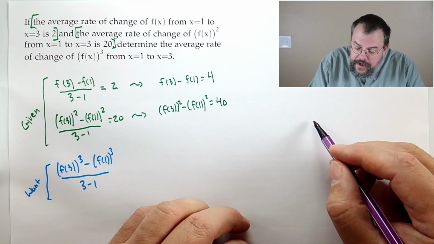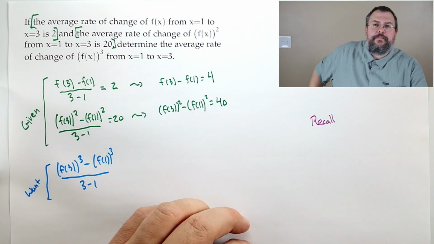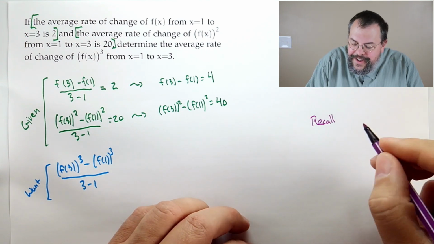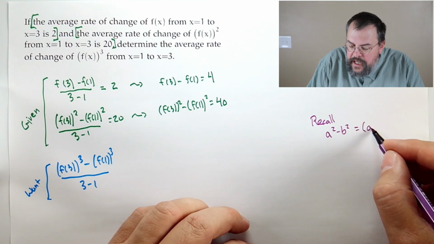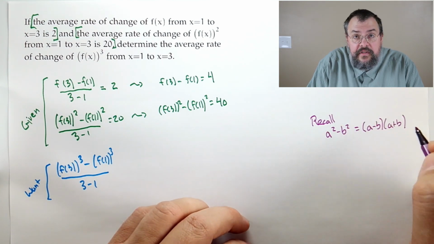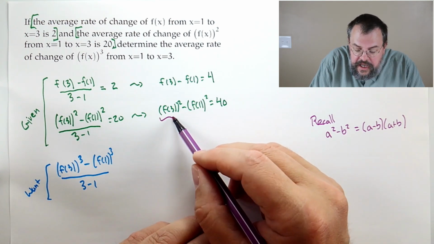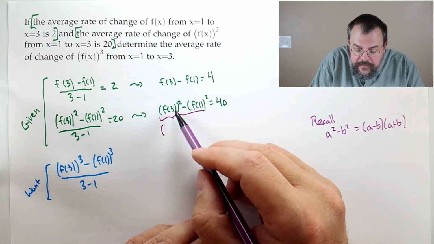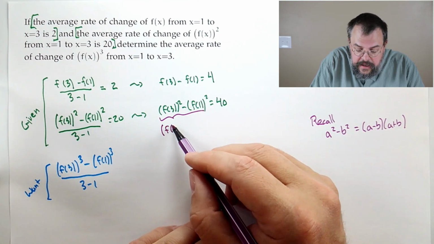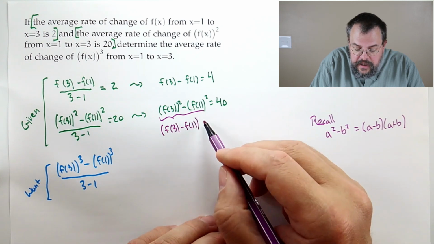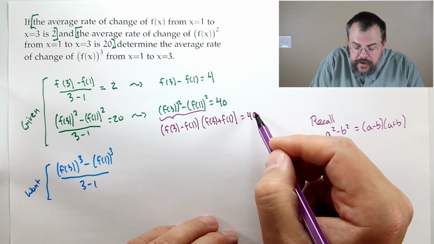Well, you might recall, and this is a good fact. It's one of those things you always want to keep in your back pocket so that you can pull it out and say, aha, I know what this is. So if I have a squared minus b squared, that is a minus b, a plus b. We use this a lot, so it's good to remember that. So what can we do? Well, we can take this side and rewrite this. F of 3 I can think of as the a, and f of 1 I can think of as the b. So a minus b, a plus b, and then of course that's equal to 40.